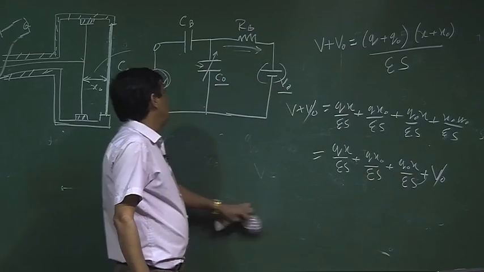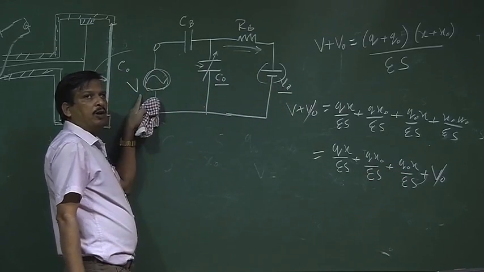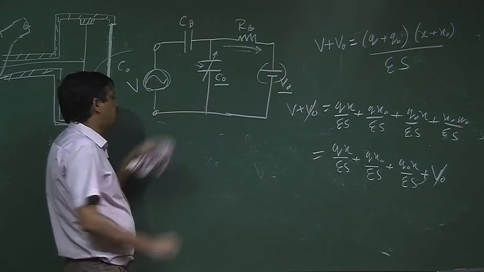Now, this voltage is the AC varying voltage. So, the charge induced by that voltage is Q.